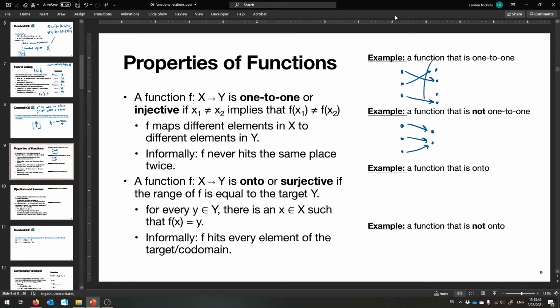So it can't be one-to-one if the target is smaller. This one had some room. We could have added a fourth element. Okay. So this tells you something about the size of your target. Interesting. We'll talk about that later, maybe.